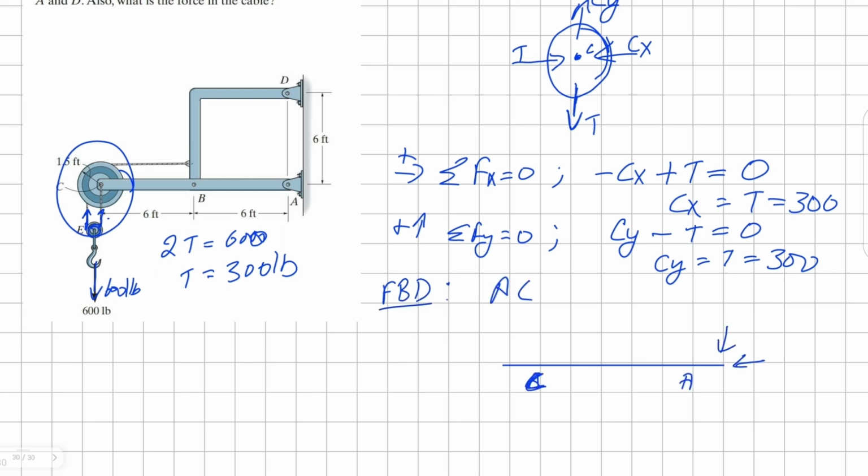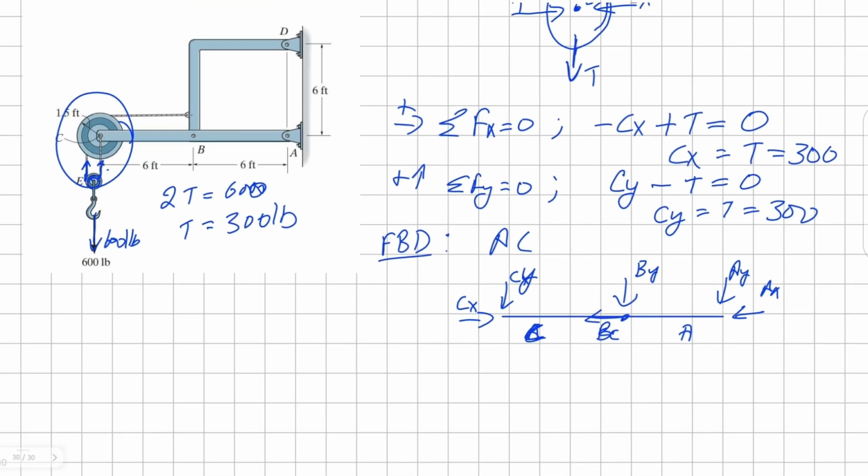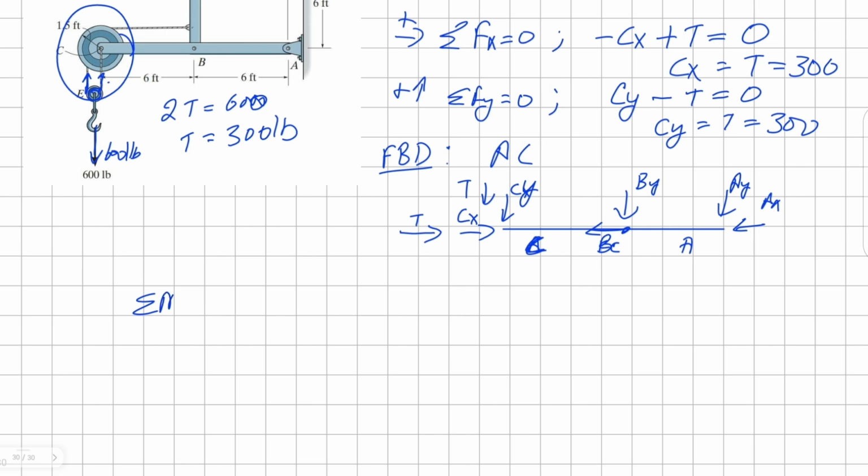At pin connection A, we're going to have horizontal and vertical reactions. Similarly, we have horizontal and vertical reactions at B. And finally, at C, we're going to have horizontal and vertical reactions. And we must not forget our pulley system here. There are going to be reactions because of the pulley as well, horizontal and vertical tension. Okay, let's take the moment about the point A.